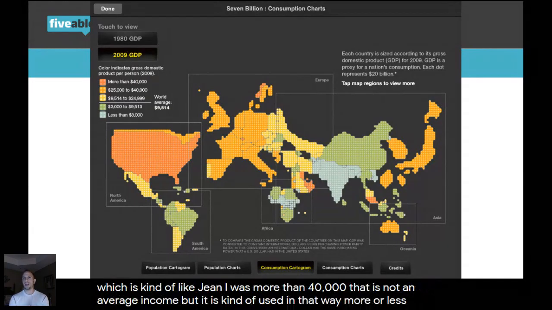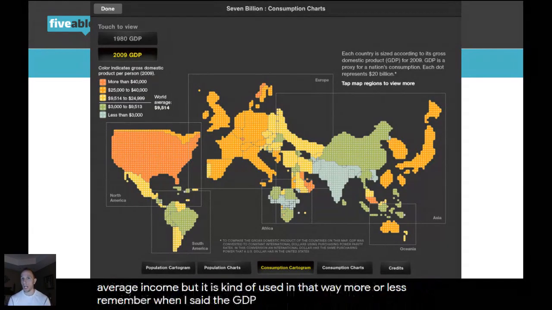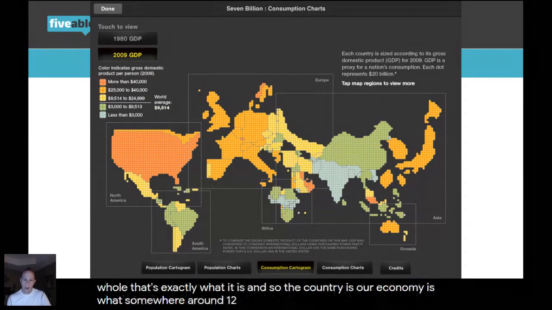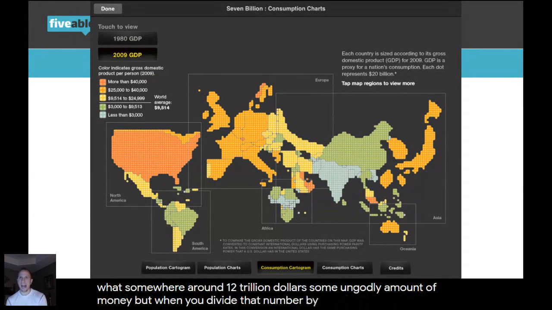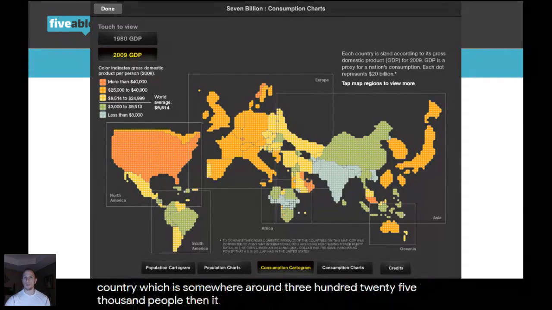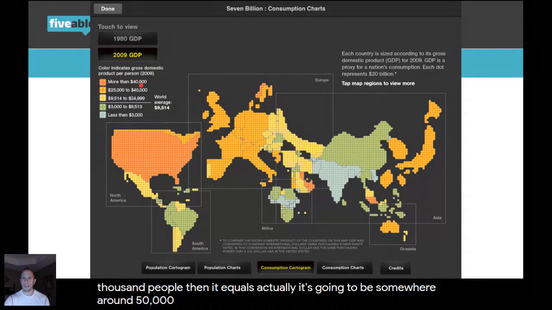Remember, when I said the GDP is the income of the country as a whole, that's exactly what it is. And so our economy is somewhere around $12 trillion, some ungodly amount of money. But when you divide that number by all the people living in the country, which is somewhere around 325,000 people, then it equals, actually, somewhere around 50,000. I just did it the other day. I think I've got it in this presentation later on. So it's more than 40,000.